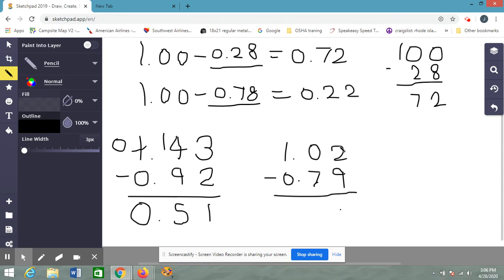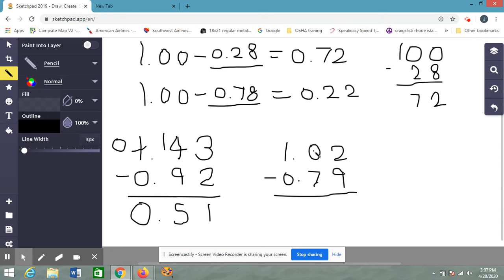Now I chose the next example specifically for this reason: what do we do when we have a 0 in the tenths place, but we have some hundredths? Let's take a look. So we've got 1 and 2 hundredths minus 79 hundredths. So step 1, go all the way to the farthest place value, hundredths. See if we can subtract it. 2 hundredths minus 9 hundredths. We can't do that. We need to borrow.